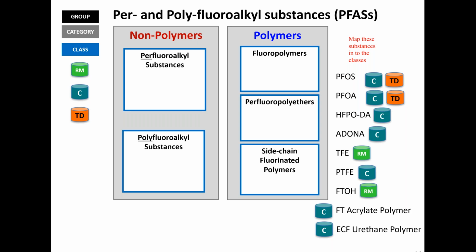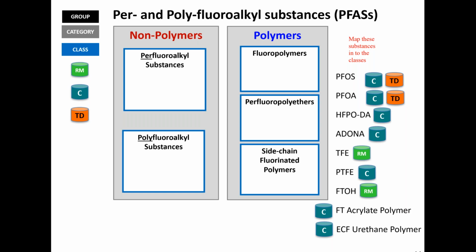PFOS, I'm going to presume many of you know about that. It's been both a commercial product and it is a terminal degradation product. PFOA likewise. HFPO-DA is hexafluoropropylene oxide dimer acid. It's the primary ingredient that's used in some things that people often call Gen X. It's a commercial material. There's another material called Adona. It's an ether-based surfactant. That's a commercial material.